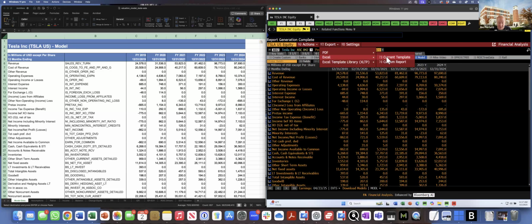But again, make sure you have the Excel with Bloomberg add-in. You'll see Bloomberg at the top of your Excel in that menu. If you don't see Bloomberg up here, you don't have the add-in loaded, and so it won't export. It'll just be garbage.